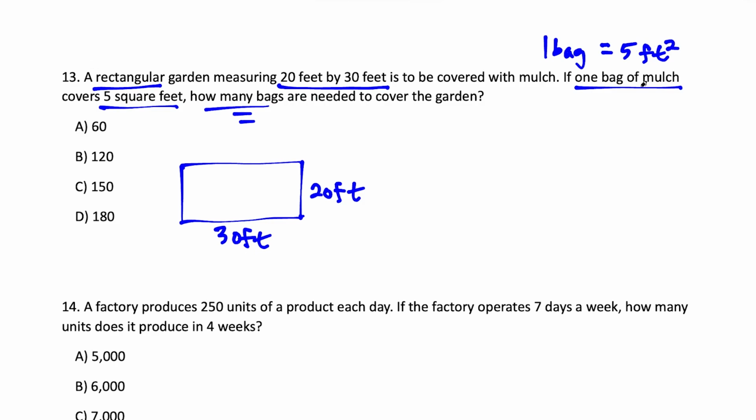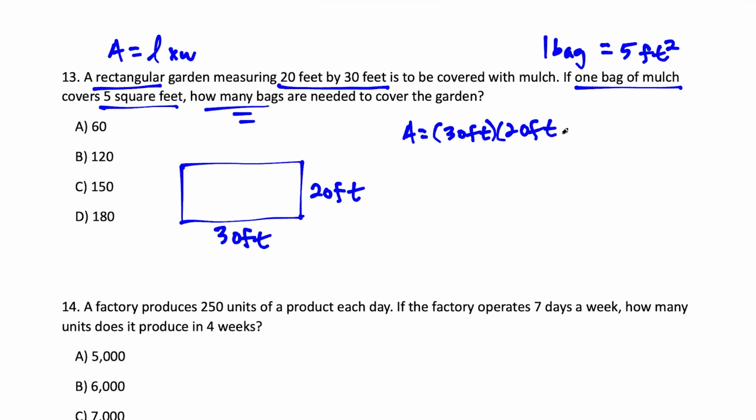And when we're talking about square feet, that means we should be focusing on the area of the garden. And the area of a rectangle is length times width. Okay, so I'm just going to multiply these two values together first to get the area of the garden. So we're going to do 30 feet times 20 feet.